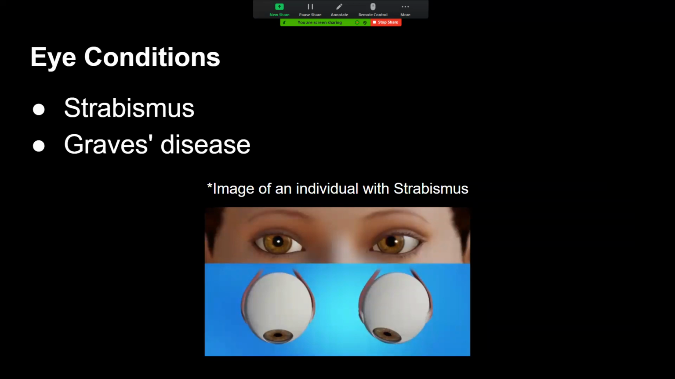The three forms of strabismus are esotropia, which is when the eyes are crossed, exotropia, when the eyes diverge, and hypertropia, when they are vertically misaligned. The treatment for strabismus may include eyeglasses, prisms, vision therapy, or eye muscle surgery. Graves' disease is an autoimmune condition in which the thyroid gland produces an excessive amount of thyroid hormone. As a result, the thyroid gland enlarges, and therefore it affects the eye muscles and connective tissues within the eye socket.